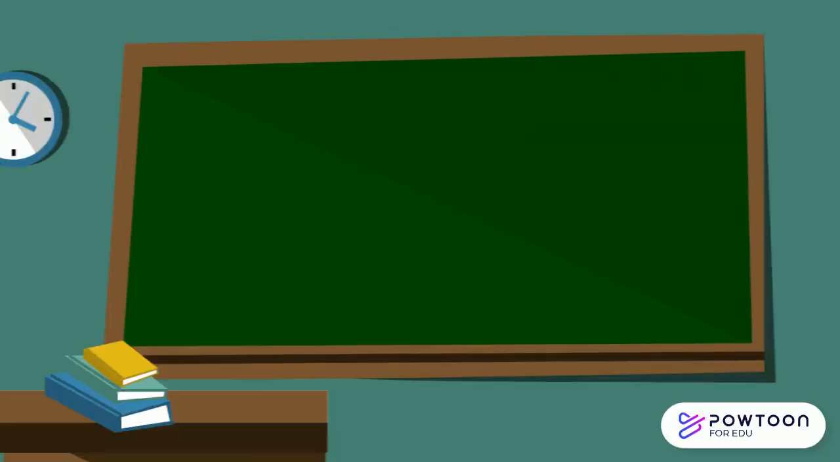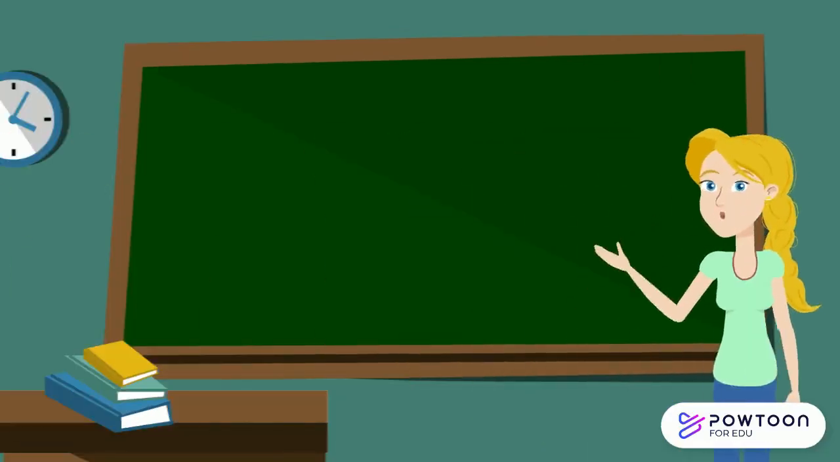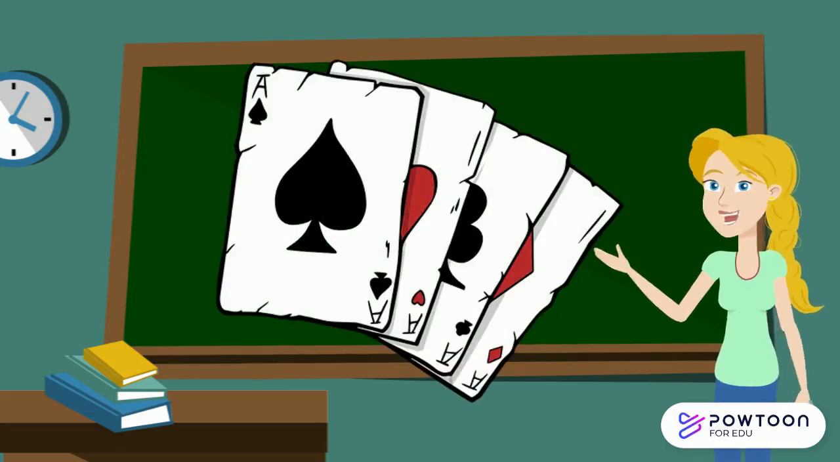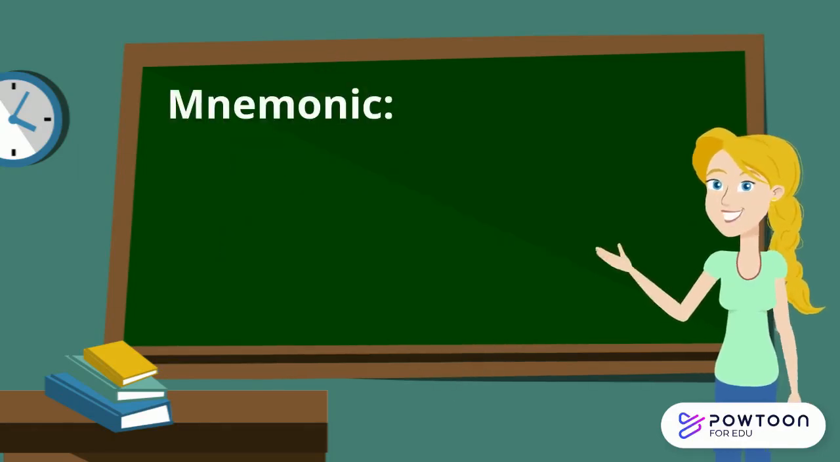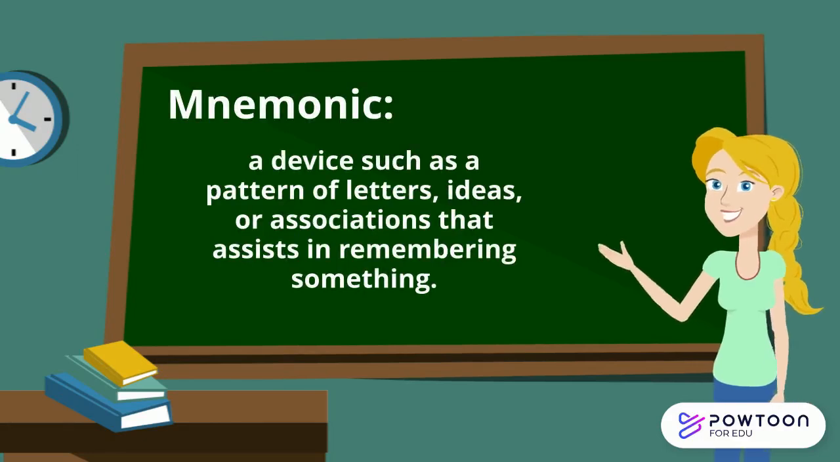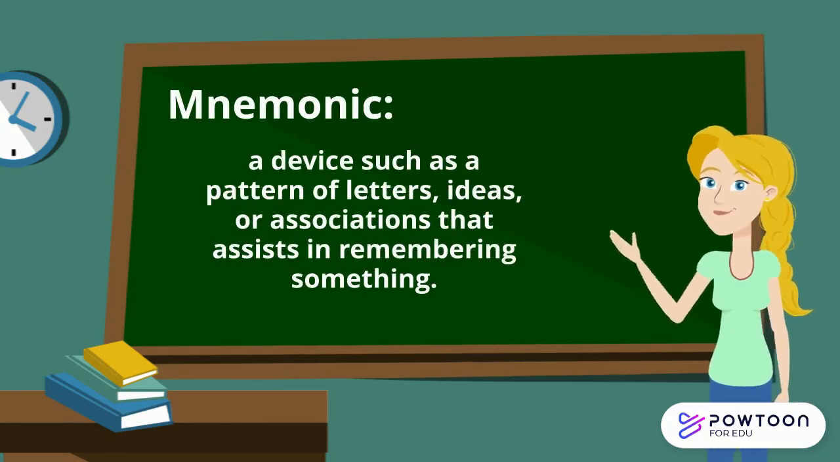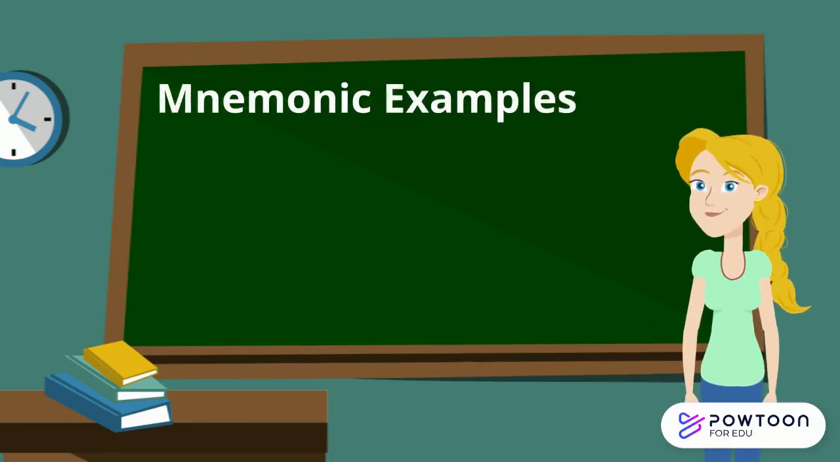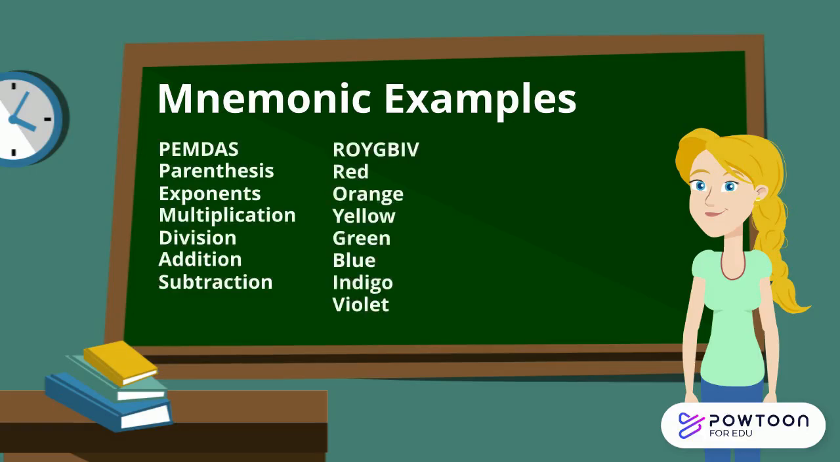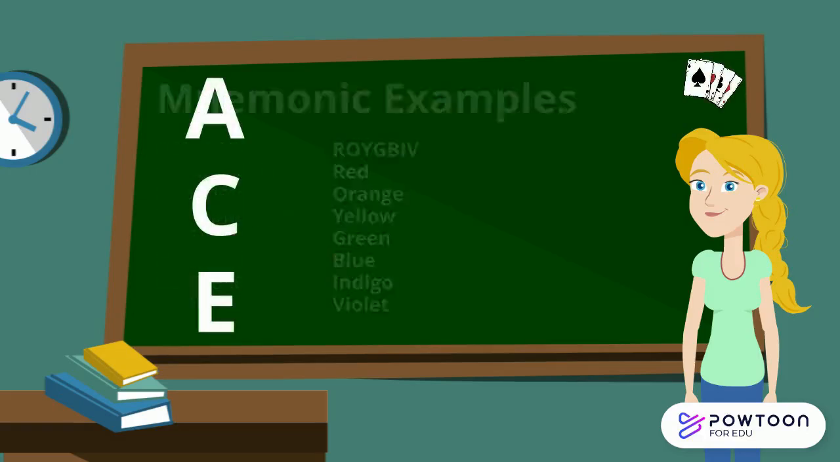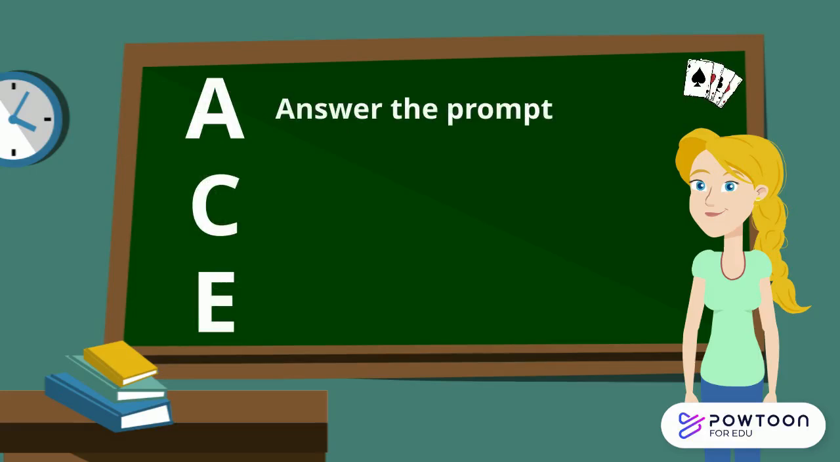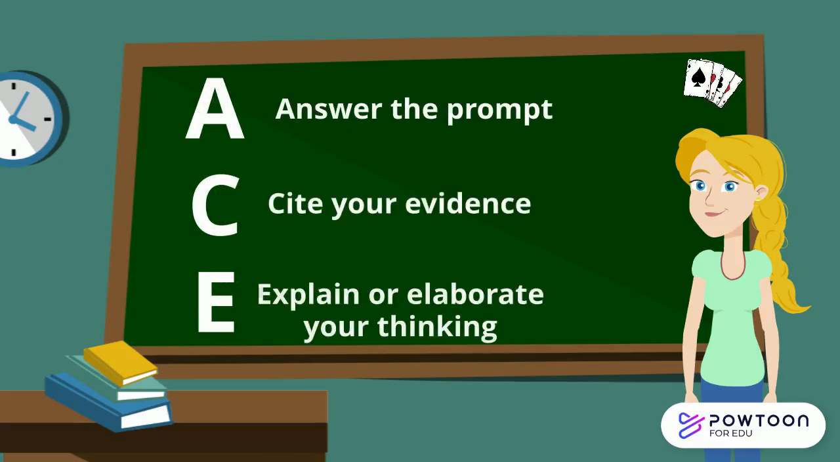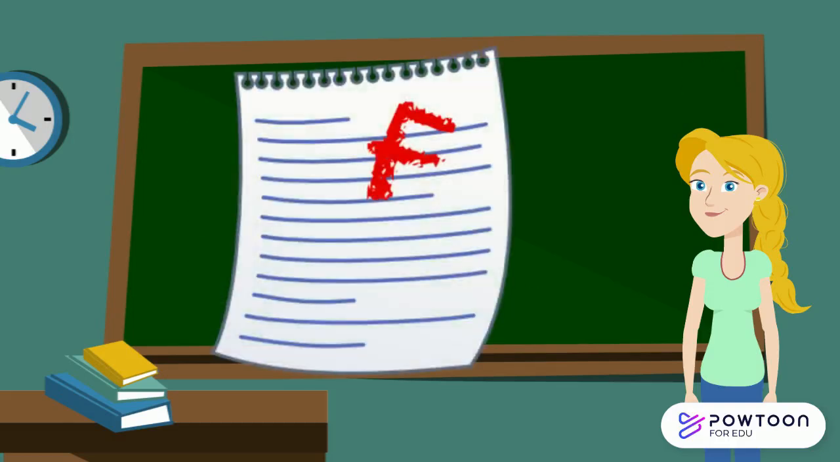The answer to all your constructed response writing struggles is ACE. And no, I'm not talking about playing cards. ACE is a mnemonic, just like PEMDAS in math. A mnemonic is a way for people to remember things easily. Each letter typically stands for a word or phrase. The mnemonic ACE stands for answer the prompt, cite your evidence, and explain or elaborate your thinking. These 3 steps will help you change those D's into A's.